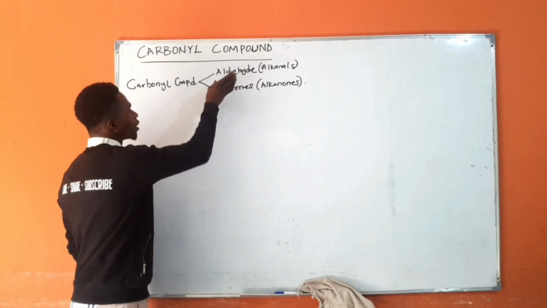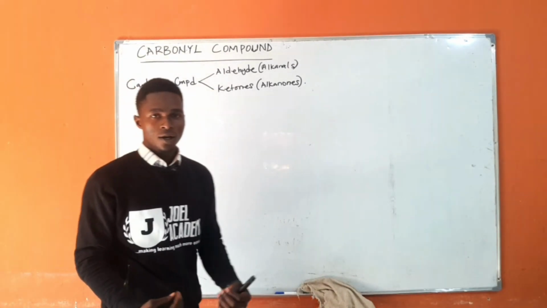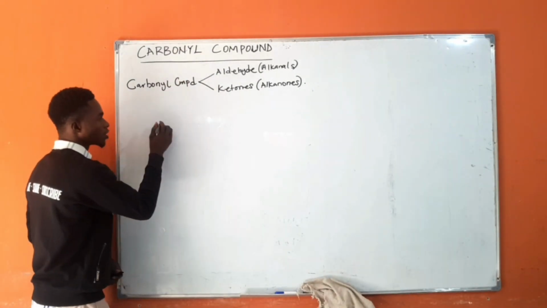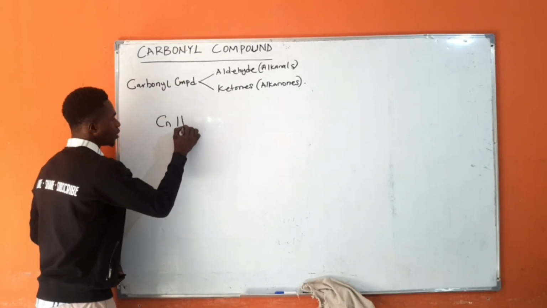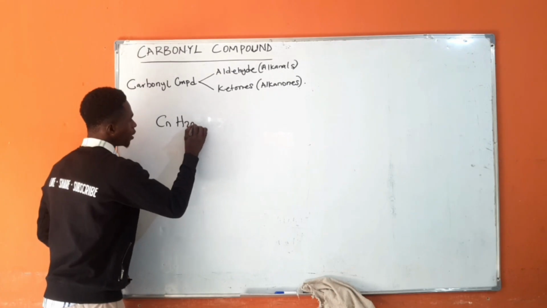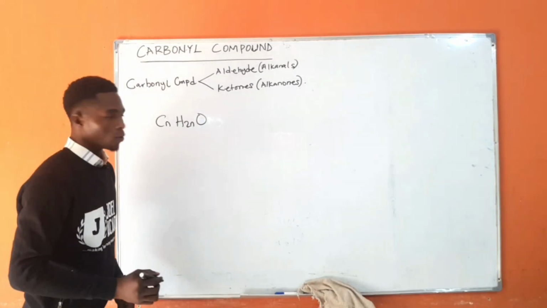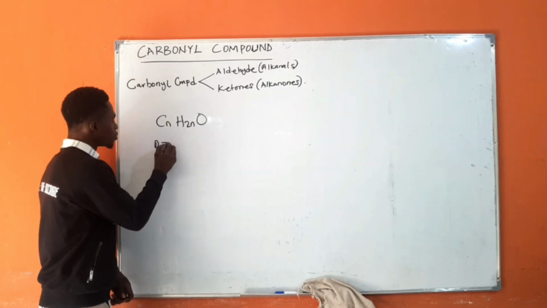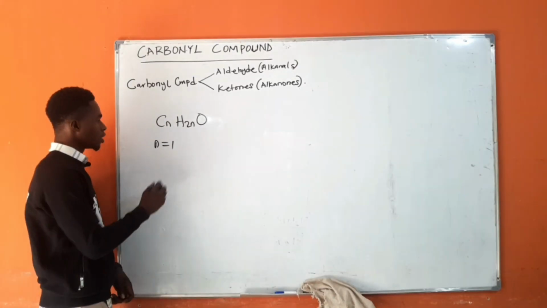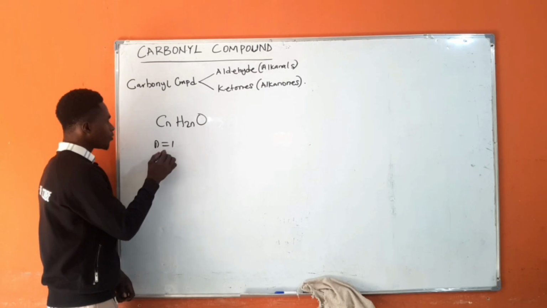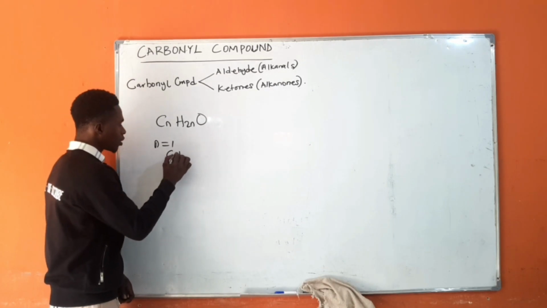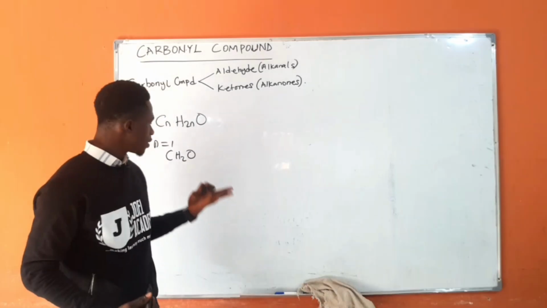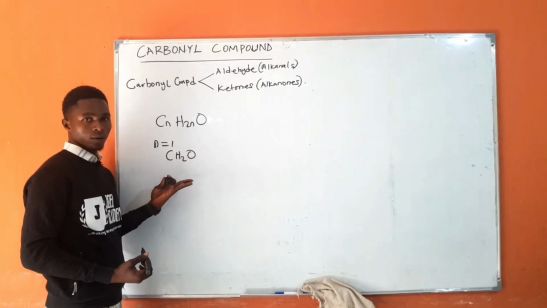The aldehydes and the ketones have a unique structural formula, and that empirical formula is given to be CnH2nO. So, for example, if the value of n is equal to 1, the compound will have the formula CH2O. This kind of compound is a carbonyl compound.